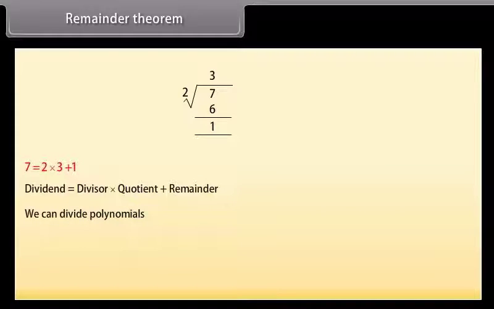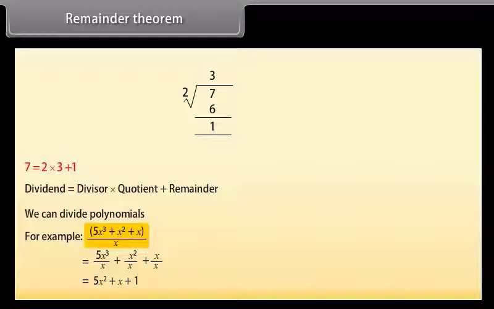Similarly, we can divide polynomials. For example, 5x raised to the power 3 plus x raised to the power 2 plus x by x. Here we say that x and 5x square plus x plus 1 are factors of 5x cubed plus x square plus x, and 5x cubed plus x square plus x is a multiple of x as well as a multiple of 5x square plus x plus 1.